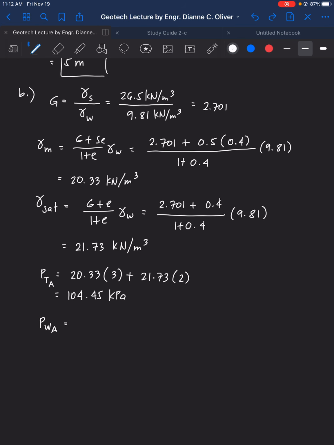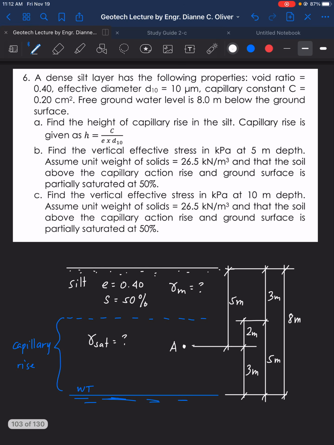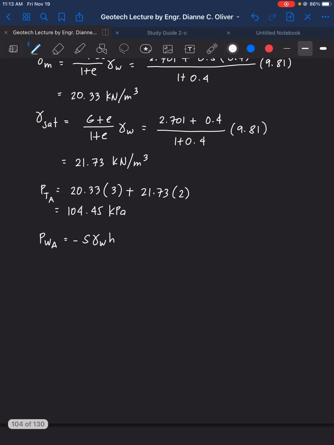and how about the S? Because we found out a while ago that it is negative S gamma WH. What about S? In the problem, it says there that the ground surface and the above the capillary rise is given as 50%. We therefore conclude that the S for this portion is equal to 100%, because it did not mention if it's partially saturated or not, but rather it says there only the above. So S is equal to 100%. So S is equal to 1.